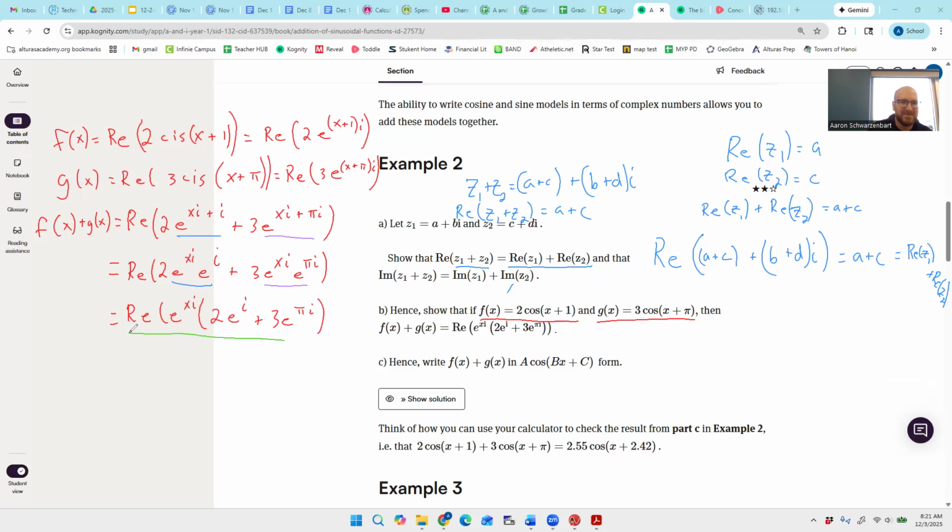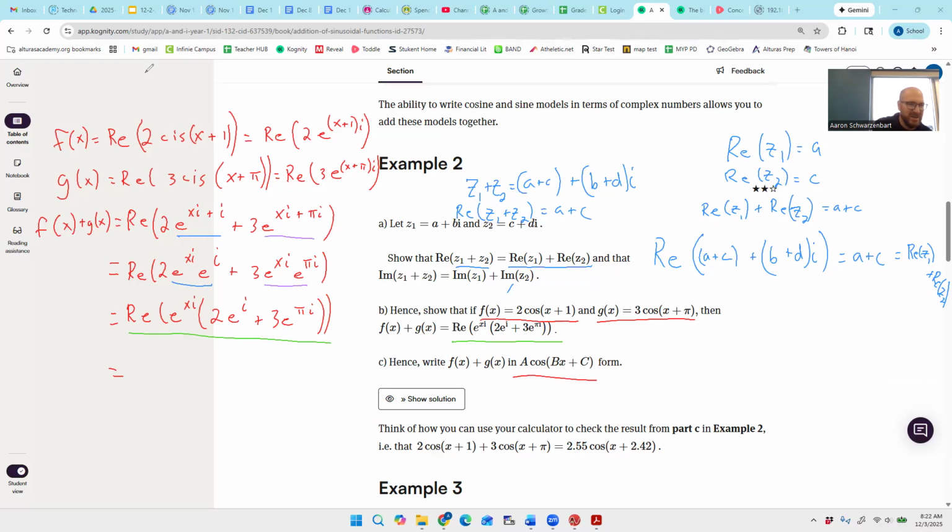Well, this is still in Euler form. This is the combined Euler form, and then it says put it back to cosine. Okay, so here's what we're going to do before we put it back to cosine. 2e^(i) plus 3e^(πi): those are just numbers, those are complex numbers.